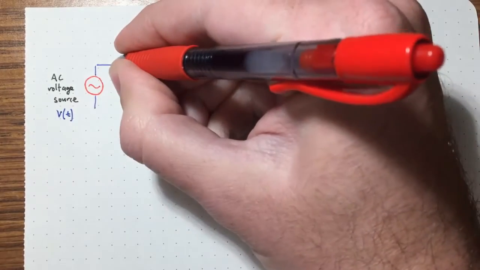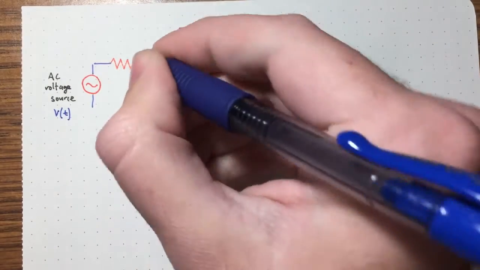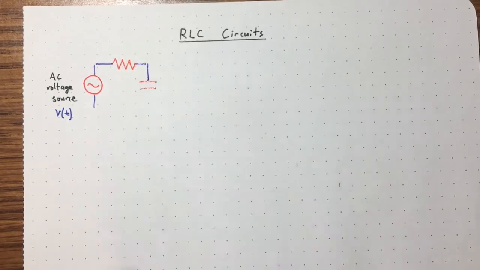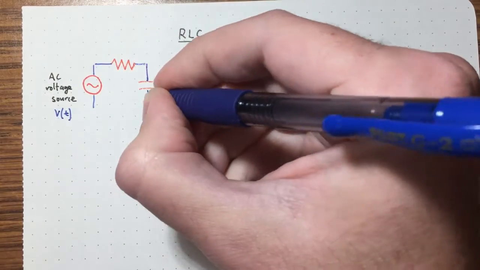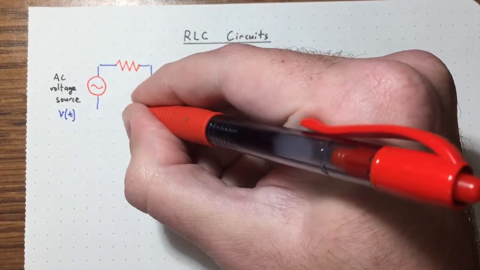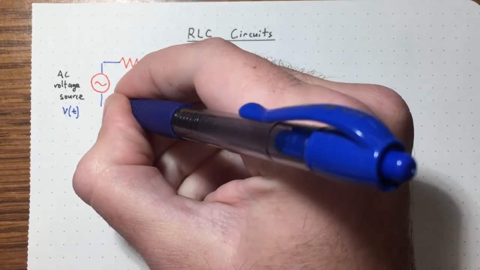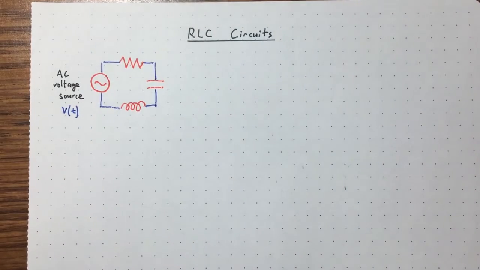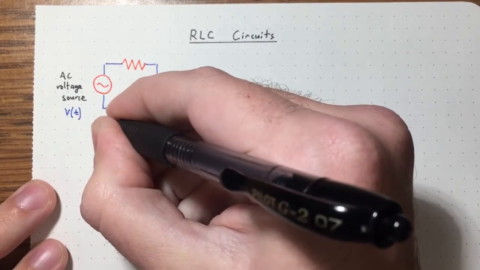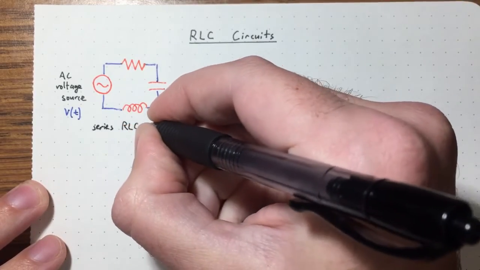Okay, so our first component will be a resistor. There's our resistor. The next component is a capacitor. Then we're going to follow that up with our final component, which is called an inductor. And here's a symbol for an inductor. Okay, and then we'll connect it back up to the AC voltage source. So that's our RLC circuit, and this is a series RLC circuit because the components are all connected in order here.